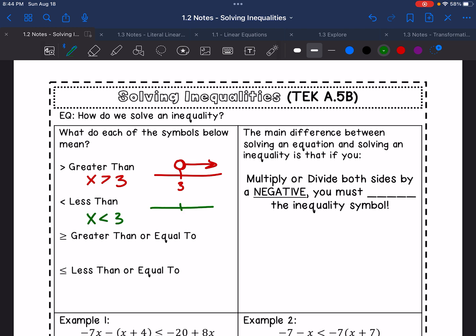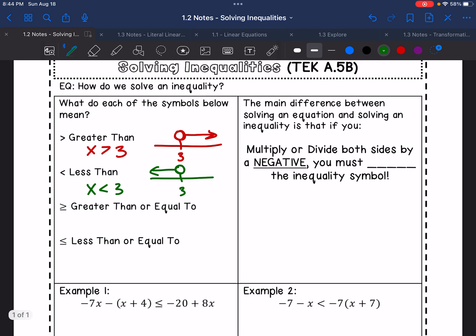Next up, we've got less than, so like x is less than 3. On a number line, you would find 3. You would use an open circle, and then you would draw an arrow to the left because that's where numbers get smaller.